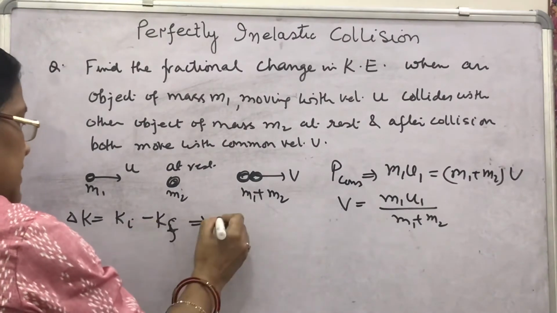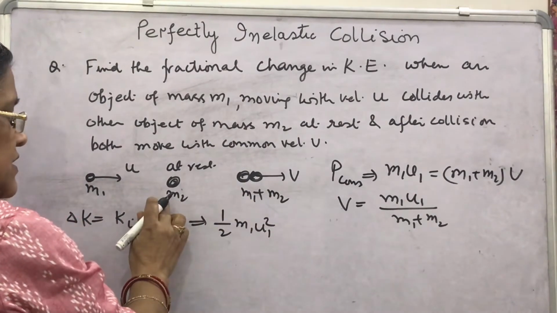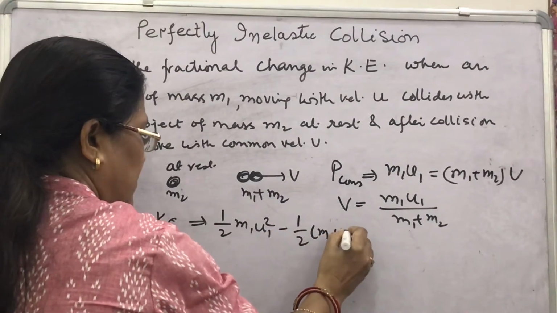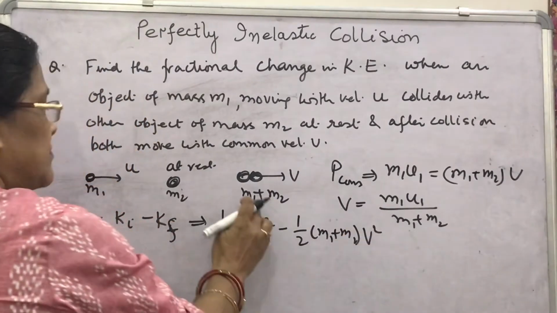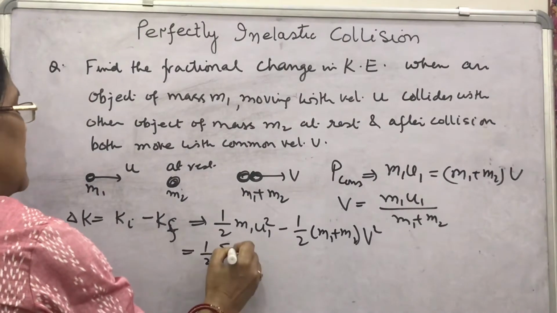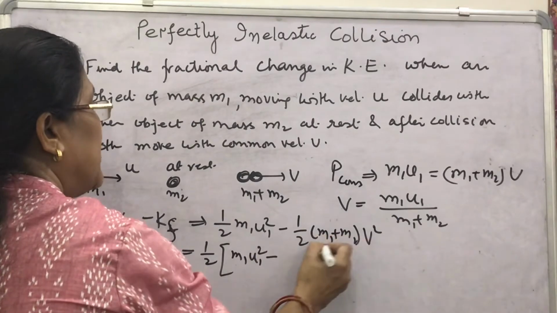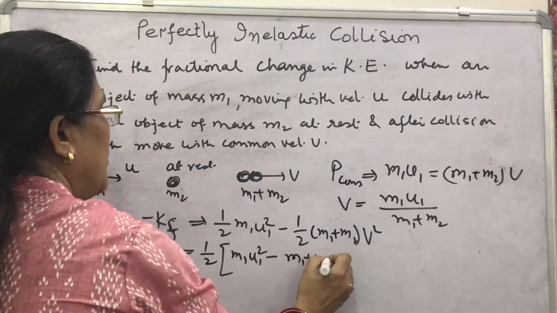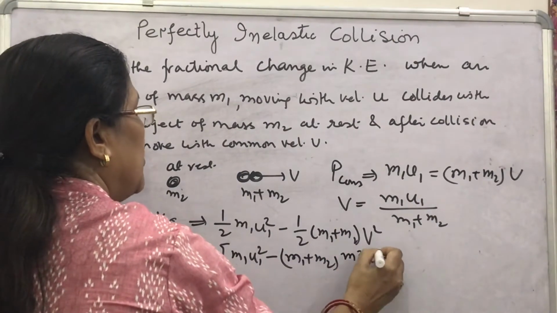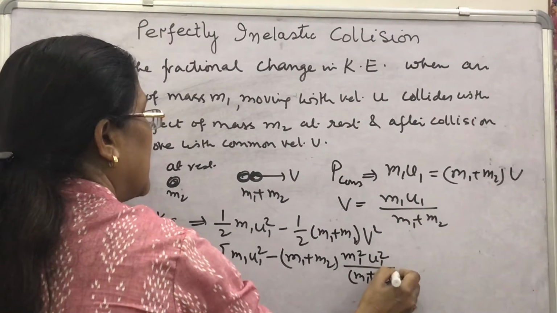What will be K initial? Half m1 u1 square, since this is at rest, minus half, this will be (m1 plus m2) and v square. Now you can write this half as common: m1 u1 square minus (m1 plus m2) and you put the value of v square, then v square is m1 square u1 square upon (m1 plus m2) whole square.